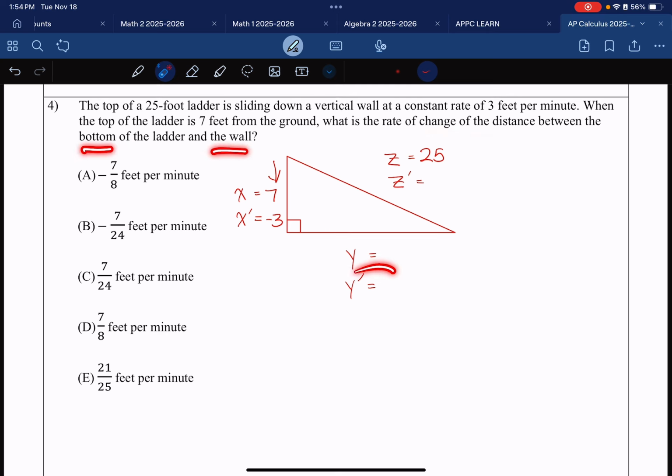All right. I'm asked to find the rate of change of the distance between the bottom of the ladder and the wall. So I'm asked to find y prime. Let's make y prime a box. And I'm missing some information, so I'm missing y and z.